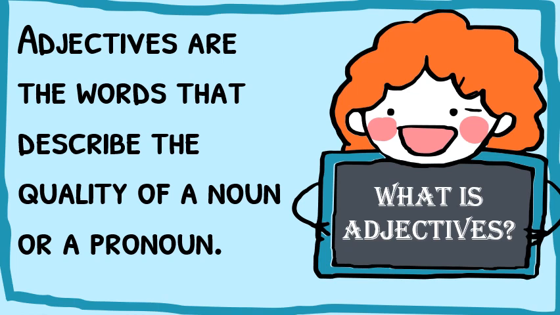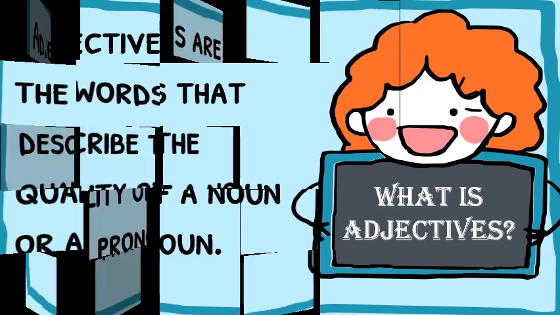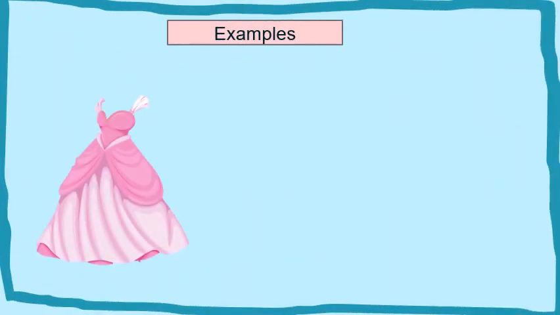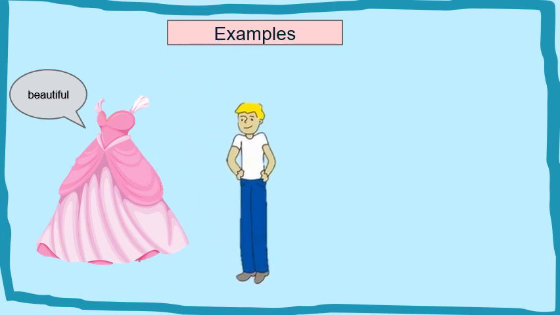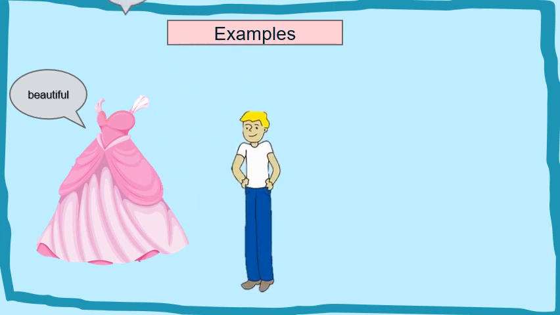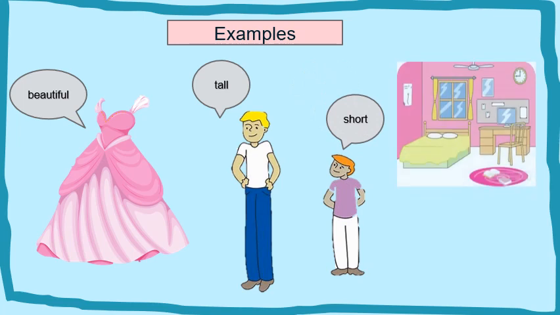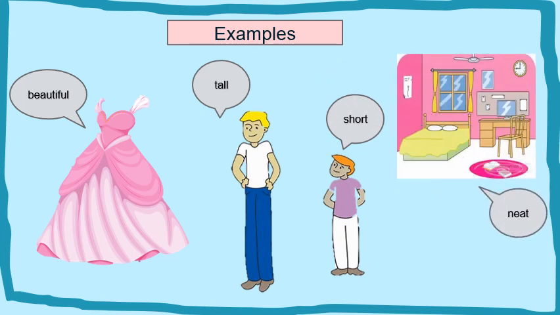Adjectives are those words that are used to describe the quality of a noun or a pronoun. For example, her dress is very beautiful. Here the word beautiful describes the dress, so beautiful is an adjective. He is a tall man. The word tall describes this man, so tall is an adjective. He is a short man. Short is an adjective. This room is very neat and clean. Neat and clean is an adjective.